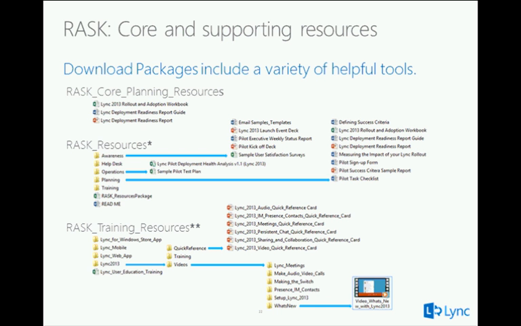So I talked about the various zip files and the core planning resources. Here's a great image to help you understand what's in the various zip files. Admittedly, sometimes it's a little bit hard to figure out what you're getting before you download it. So the core planning resources include those readiness reports that I just spoke about and the workbook. That's the Excel workbook.